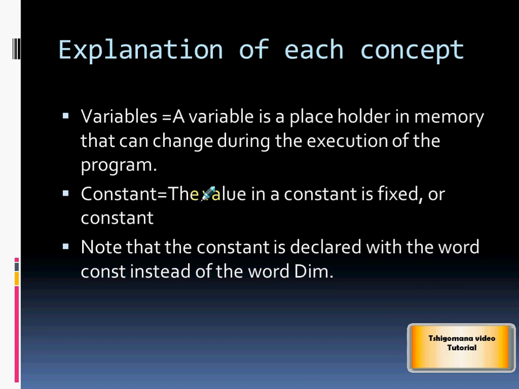A variable is a placeholder in memory that can change during the execution of the program. Let me repeat this for the sake of effect. A variable is a placeholder in memory that can change during the execution of the program.